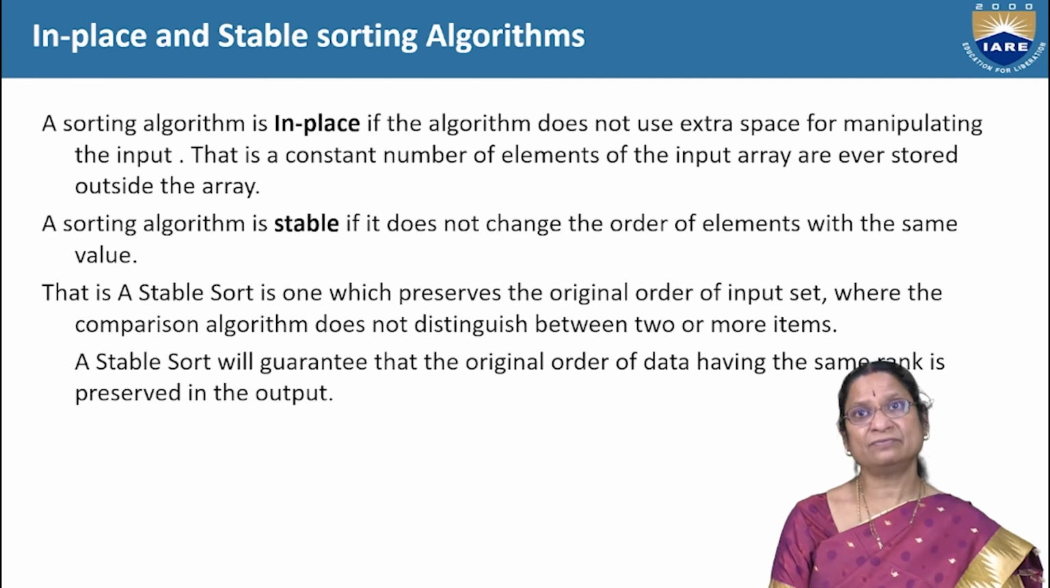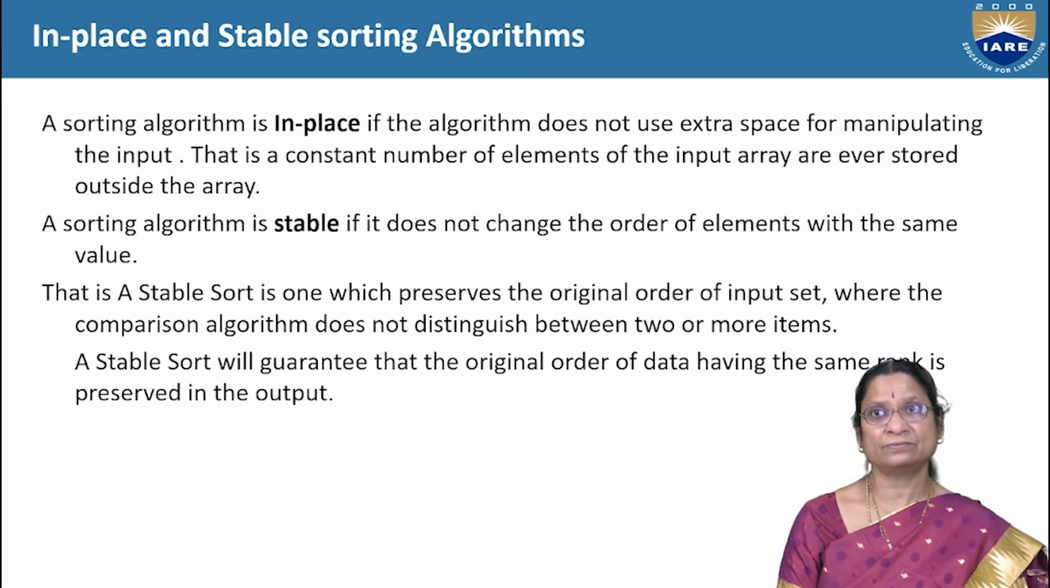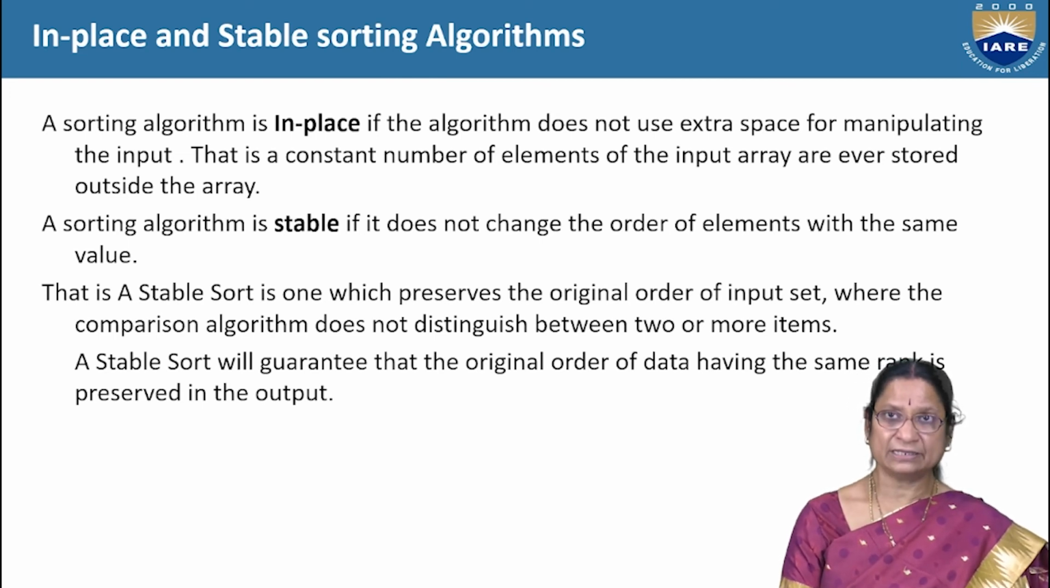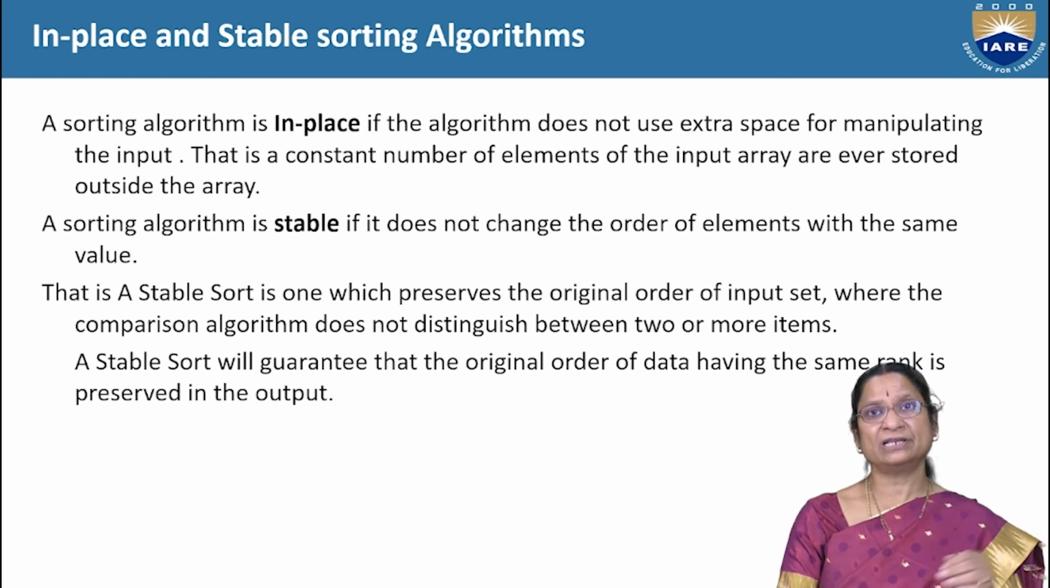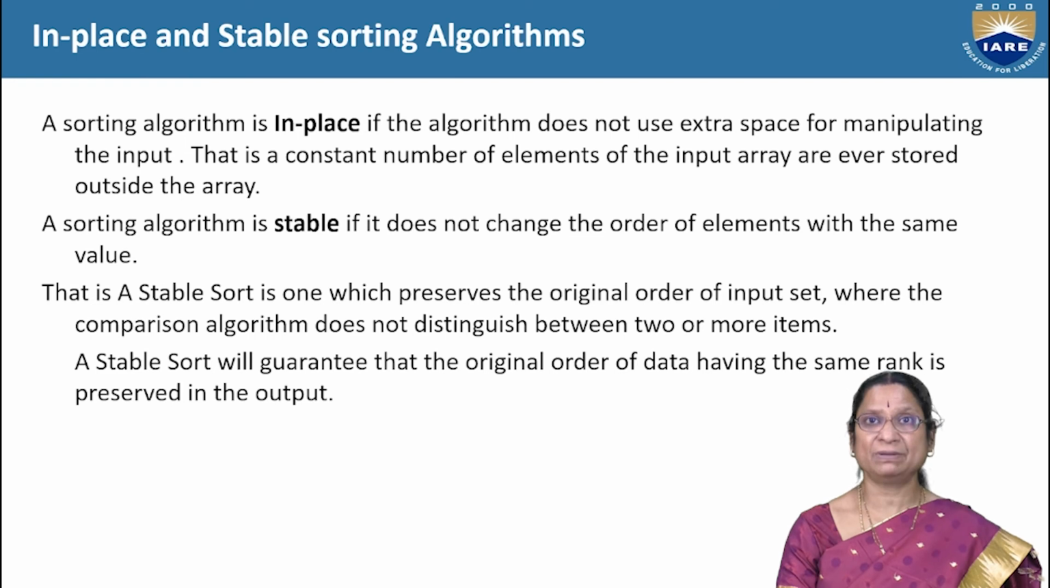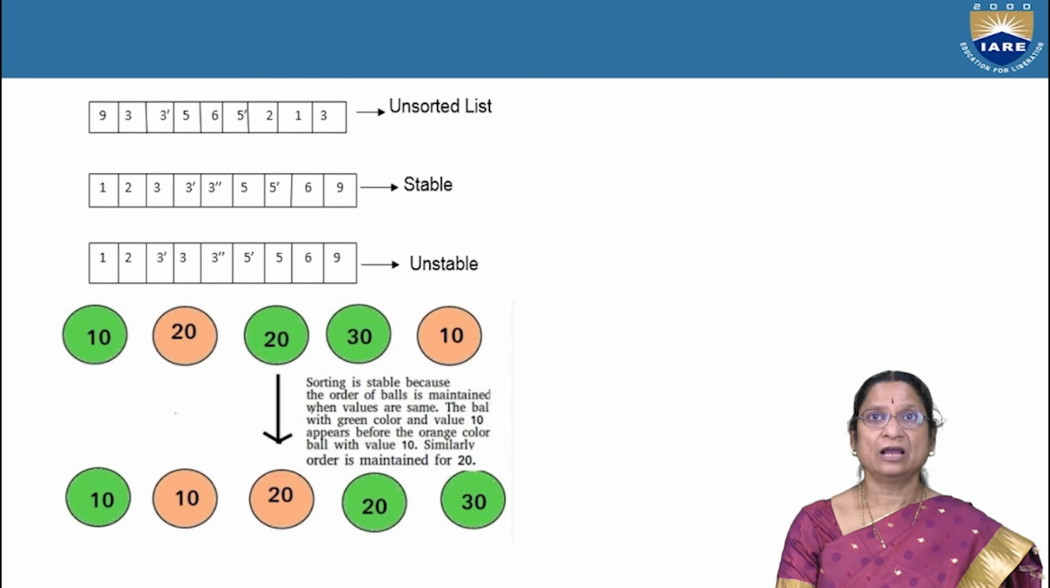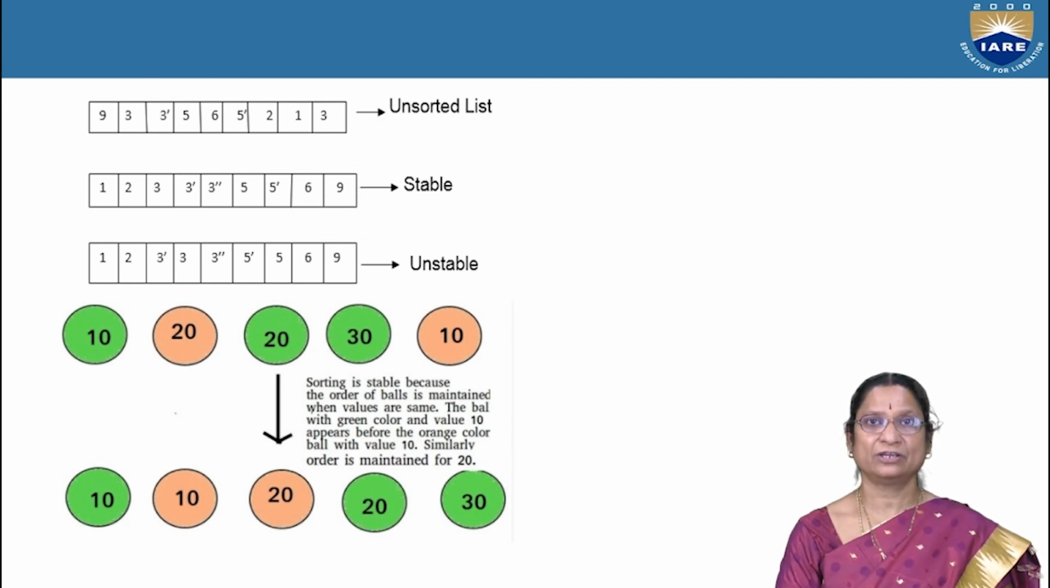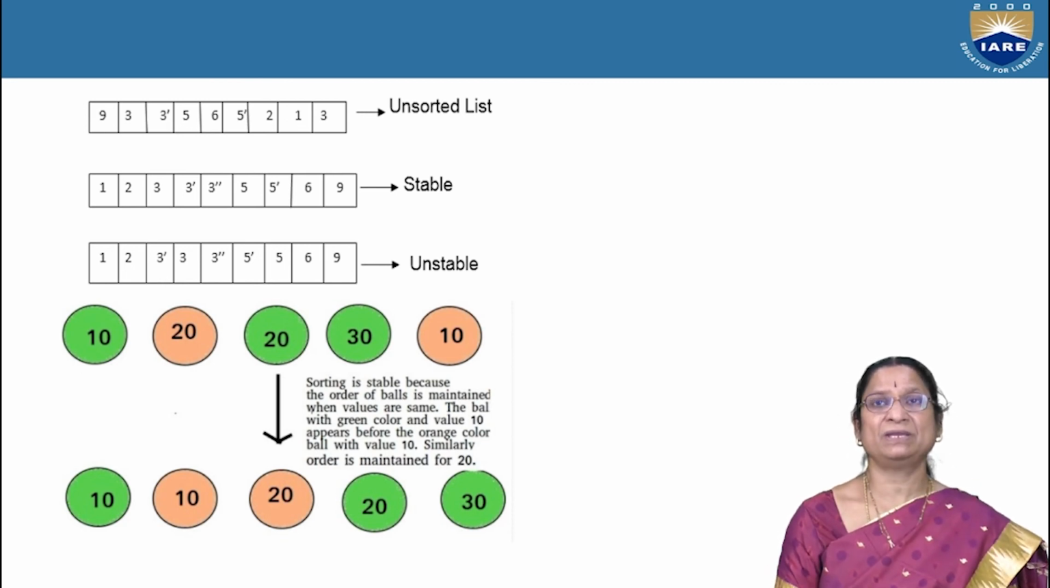That is, a stable sort will guarantee that the original order of the data having the same rank is preserved in the output. Same rank, same value, order is going to be preserved in the output. That can be guaranteed if any sorting technique is stable. But remember, merge sort is a stable sort. We won't interchange the values in merge sort. If you observe, we are just comparing and placing them. So whichever order it comes in, in the same order the data will be stored.